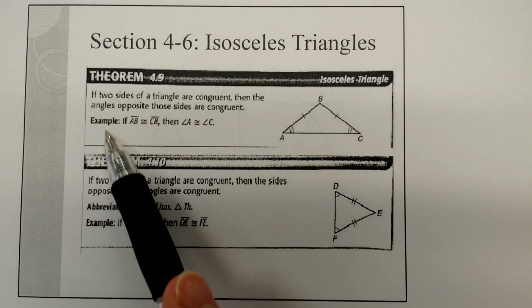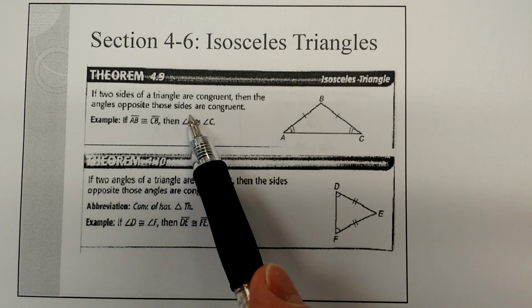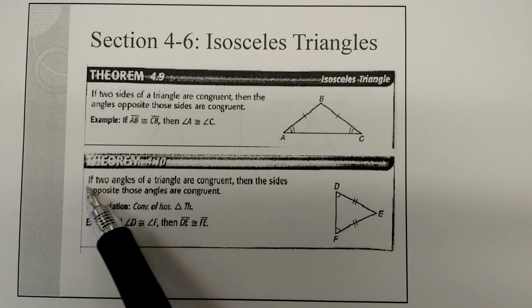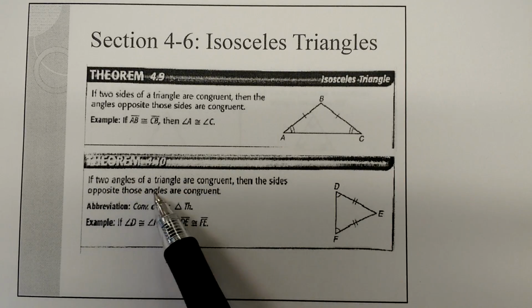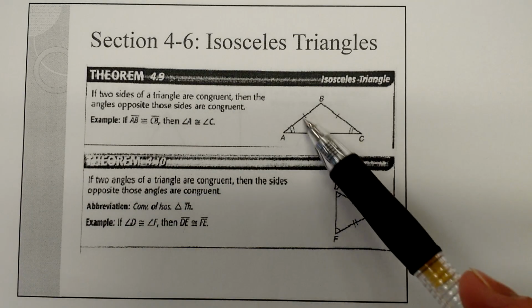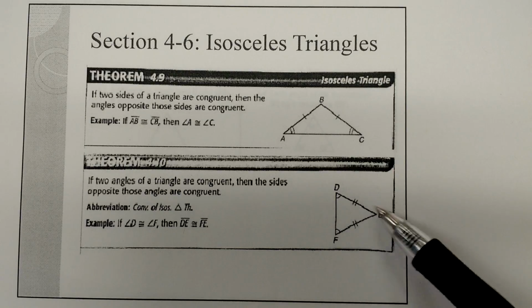Theorem 4.9 says that if two sides of a triangle are congruent, then the angles opposite those sides are congruent. And the reverse of that is, if two angles in the triangle are congruent, then the sides opposite those are congruent. So this is forward and backwards. If you know the sides are congruent, you know the angles are congruent. If you know the angles are congruent, then you know the sides are congruent.